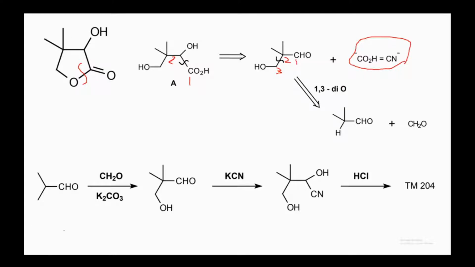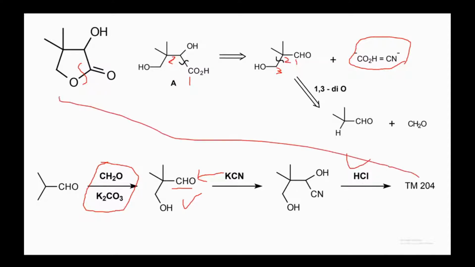Now the synthesis part is starting from this aldehyde, react it with formaldehyde in potassium carbonate as a mild base. The aldol condensation reaction will take place. You will give this product, and then react this aldehyde with KCN. The hydrocyanin formation will take place. So cyanide and hydroxyl group will take place at the 1 carbon, and you react it with HCl to do the hydrolysis of this cyanide, followed by the cyclization to give you the target molecule, this one. That's how you do the retrosynthesis and synthesis of this compound.